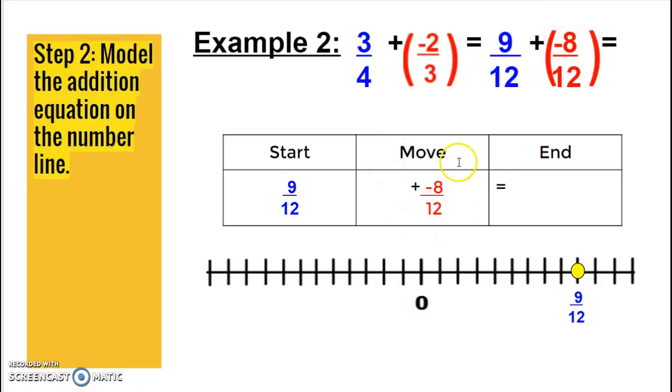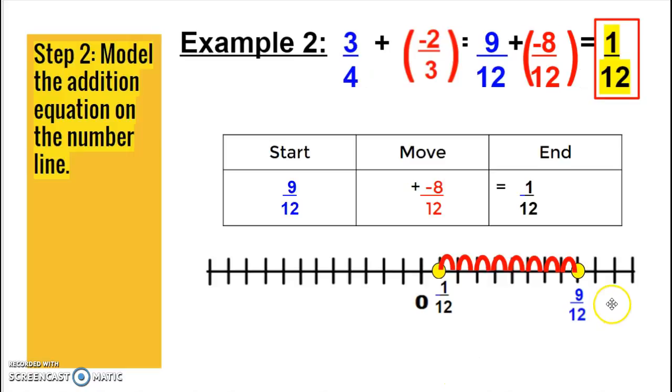So that's how much I'm going to move. I start at 9/12, and if I'm adding a negative, I go to the left. 1, 2, 3, 4, 5/12, 6/12, 7/12, 8/12, and I stop there. So if you look at this number here, you can count from 0, 1/12. So the answer where you end is 1/12. So 3/4 plus negative 2/3 equals 1/12.